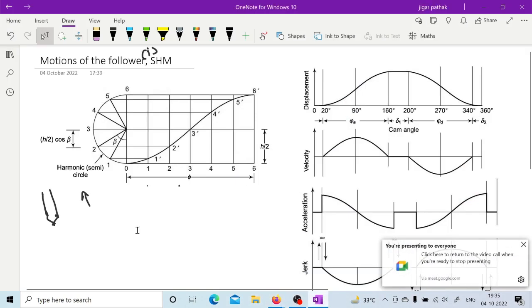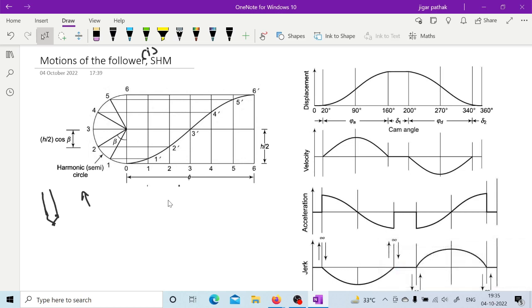If it is provided that, let us say, the follower is moving outward with a simple harmonic motion during 180 degrees, and then it has a dwell for a particular degree of rotation, and then again it is coming back with simple harmonic motion or whatever. There are different types of motion we will see. So based on this data you have to plot a cam profile.